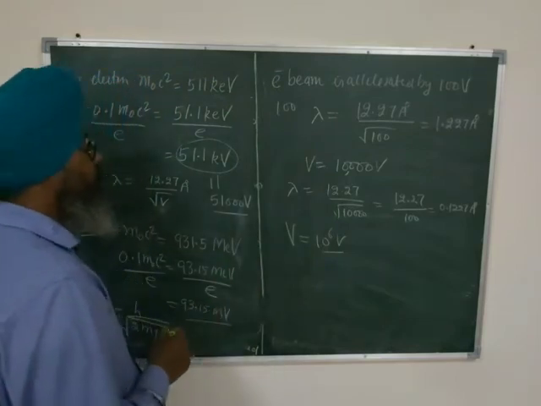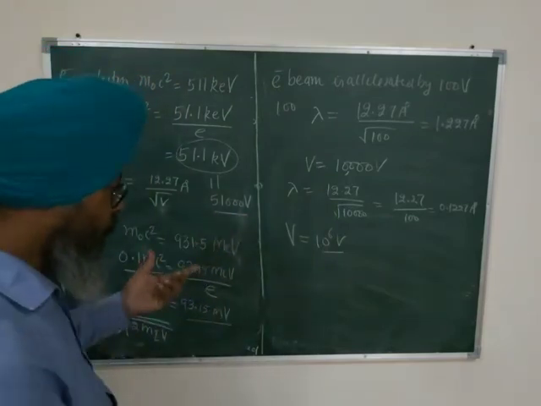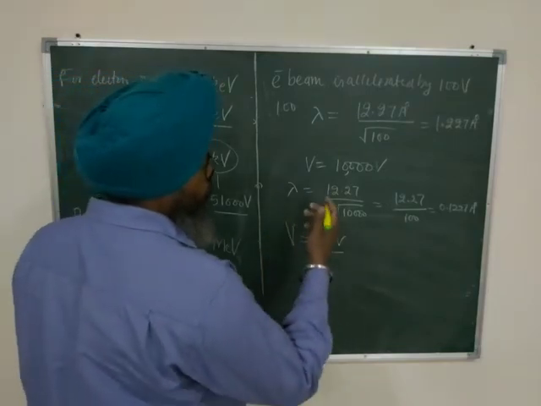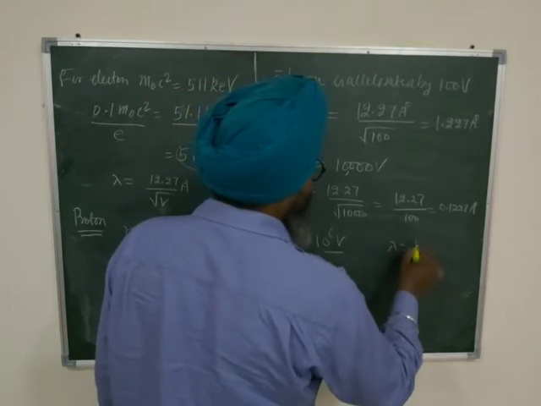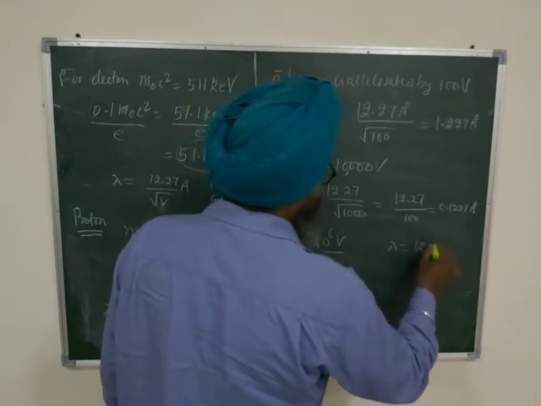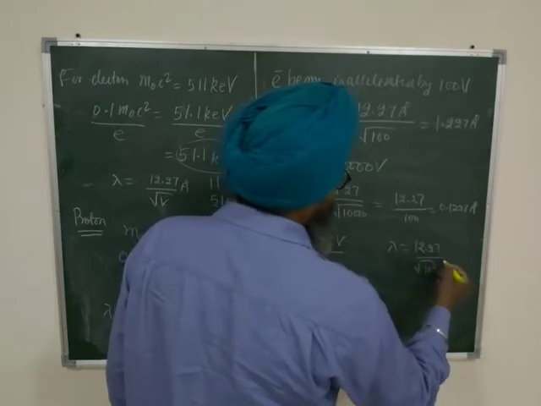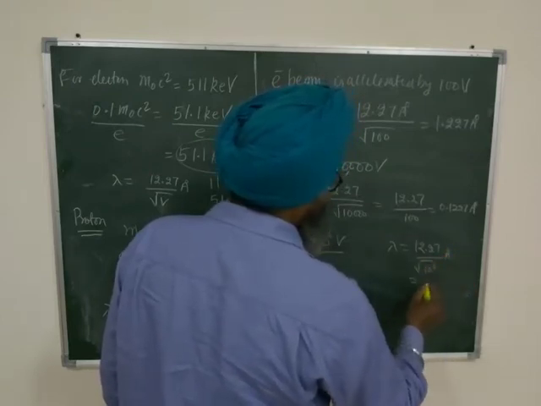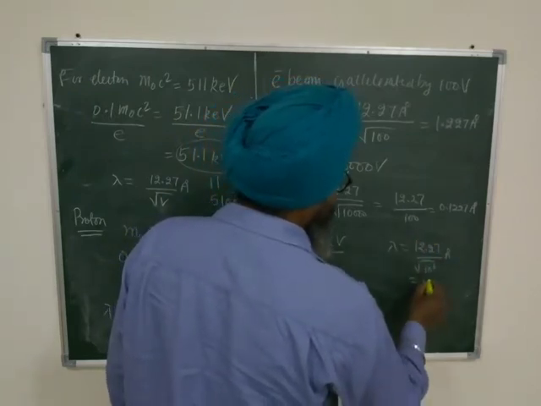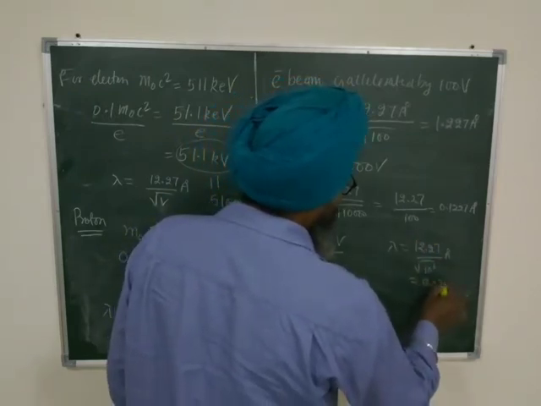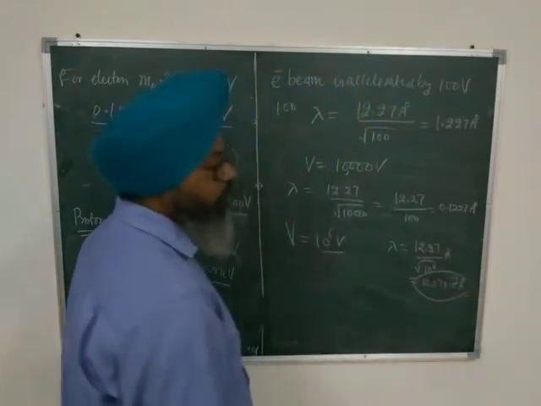Now, 10 raised to power 6 volt is quite large compared to 51,000 volt. So, I would not be able to use this formula. Of course, if someone uses this formula, 12.27 upon square root of 10 raised to power 6, that person will get some answer. It is 12.27 into 10 raised to power minus 3 angstrom. This is the answer that you will obtain.